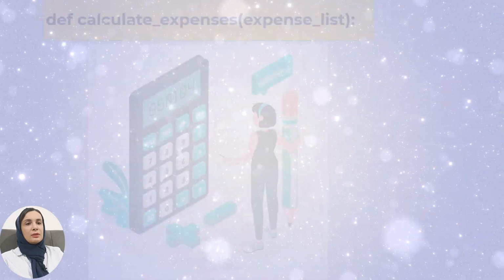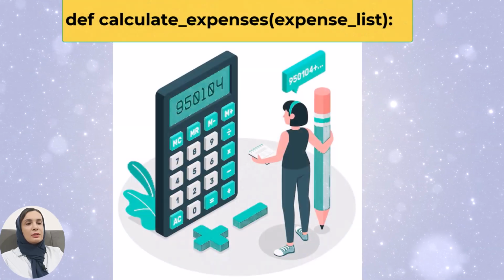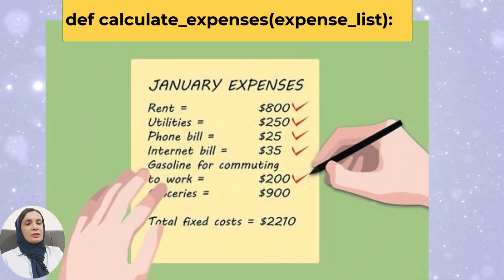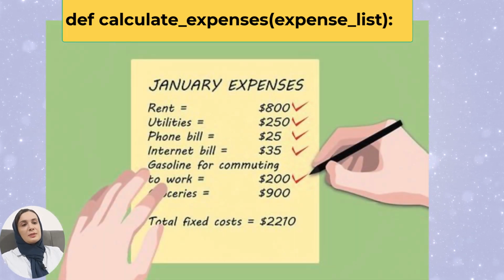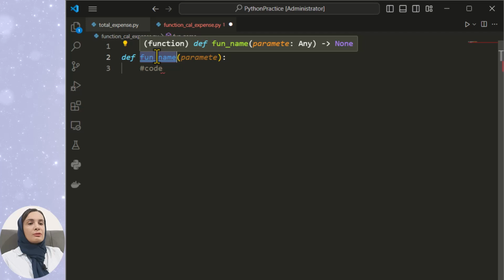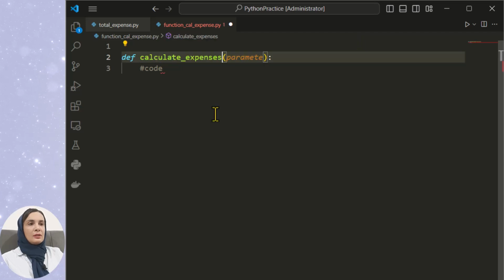First thing we'll do is create a function called calculate expenses. This function takes a list of expenses as an input and returns the total amount. Here's what our function will look like. Def, name of function, and in parentheses we type a parameter to have the list of expenses.